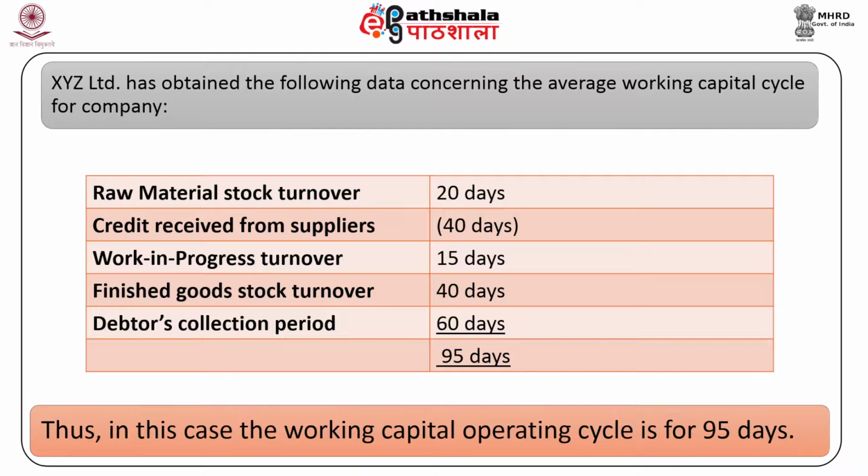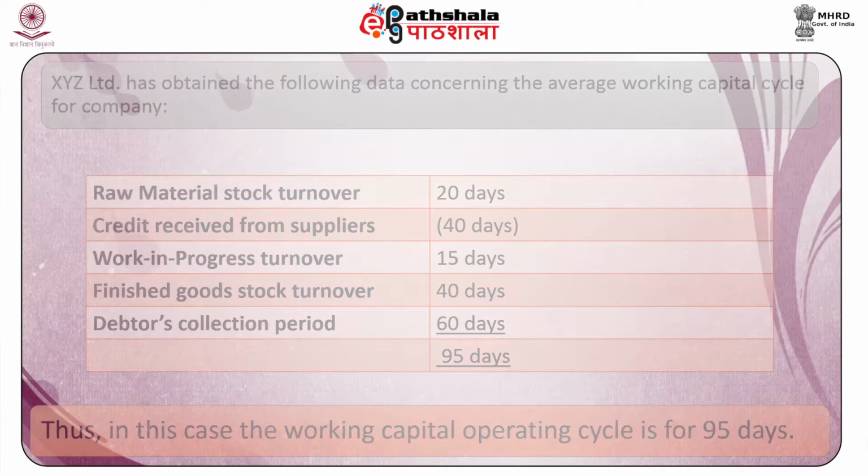Now the total of all, and if we deduct the credit received from the suppliers, the total comes to 95 days. Thus, in this case, the working capital operating cycle is 95 days.